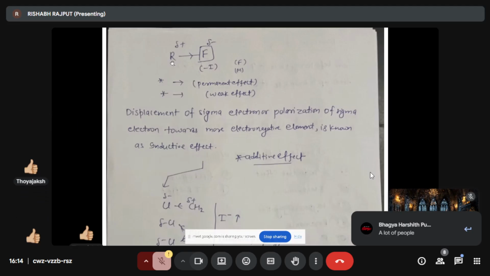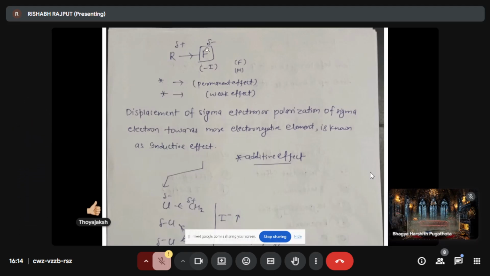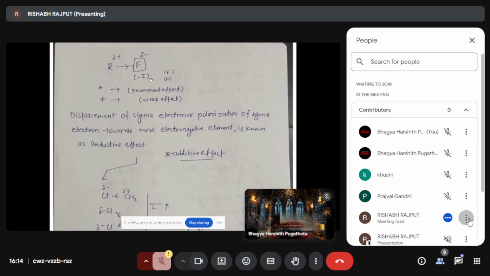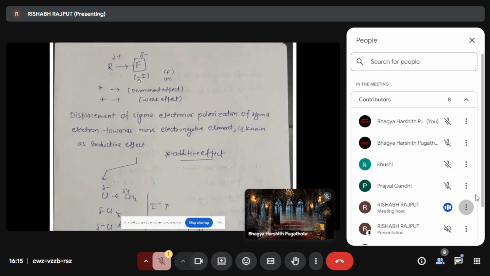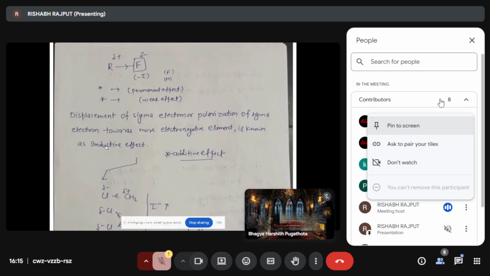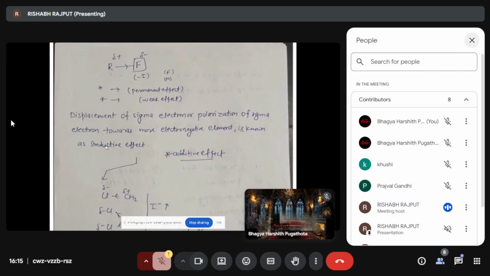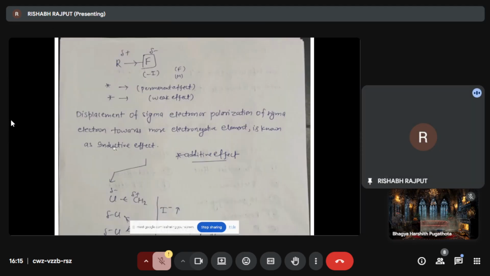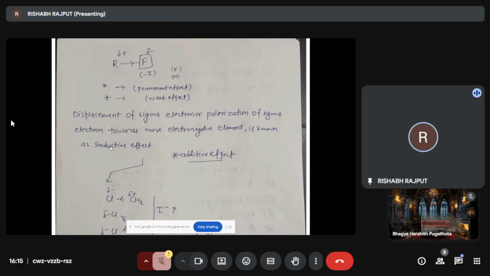If R is the alkyl group here and F is fluorine, then fluorine is the more electronegative group, so it will show minus I. It will show the minus I effect. And this inductive effect is a weak effect compared to other effects, not a strong effect. I will tell you later, in the last class, when I compare all the effects, why it is a weak effect. Don't worry about that.